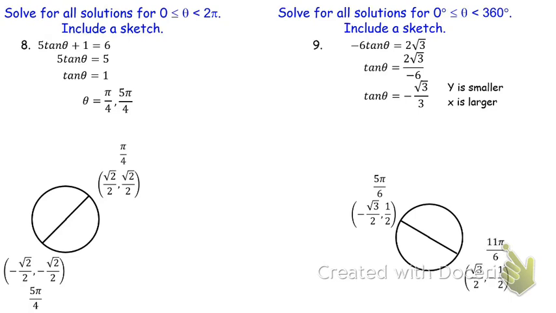Again, this is true because if we look at the coordinates, the y value 1/2 is smaller than the x value root 3 over 2. So both 5 pi over 6 and 11 pi over 6 are solutions to this tangent problem. Keep in mind, when y is smaller, you're more over than you are up. When x is smaller, then you're more up than you are over.